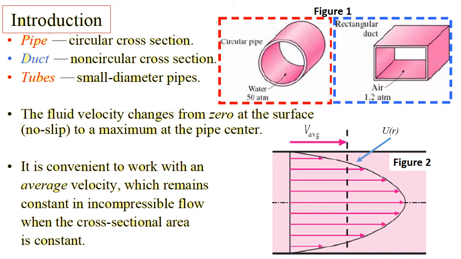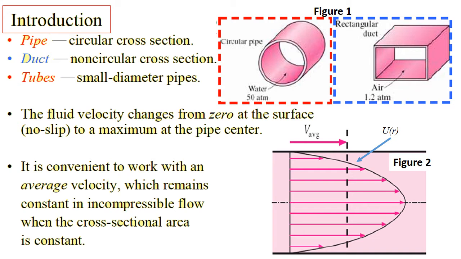For internal flow, we have pipes, ducts, and tubes. Pipe has a circular cross section, duct has a non-circular cross section, and tube is a small diameter pipe with circular cross section also. As you can see in figure 1 on your right hand side, we have a circular pipe, which is the circular cross section for pipes and also tubes, whereas there is a rectangular duct, which is used for air conditioning and so on and so forth.